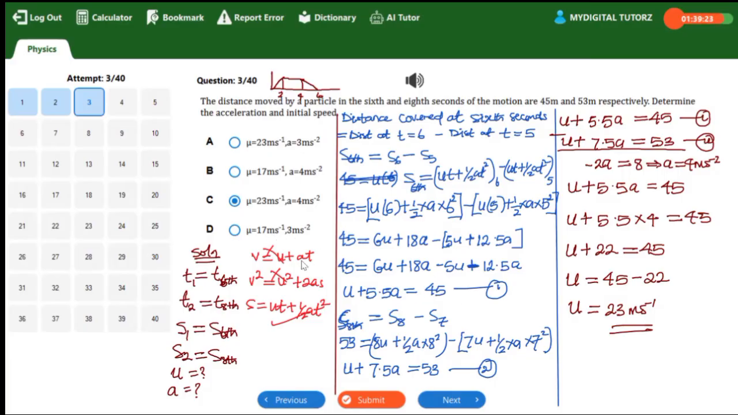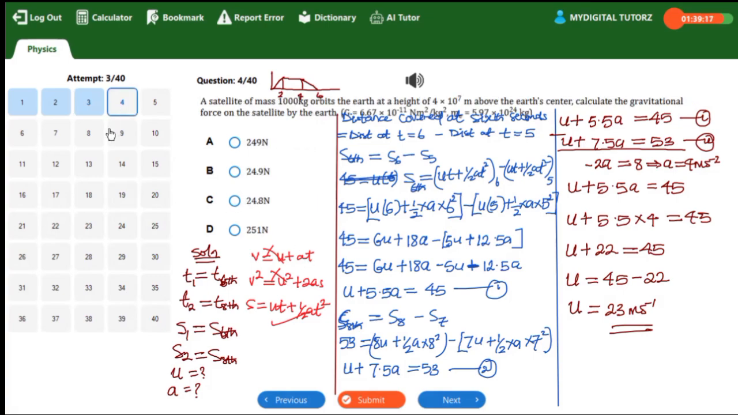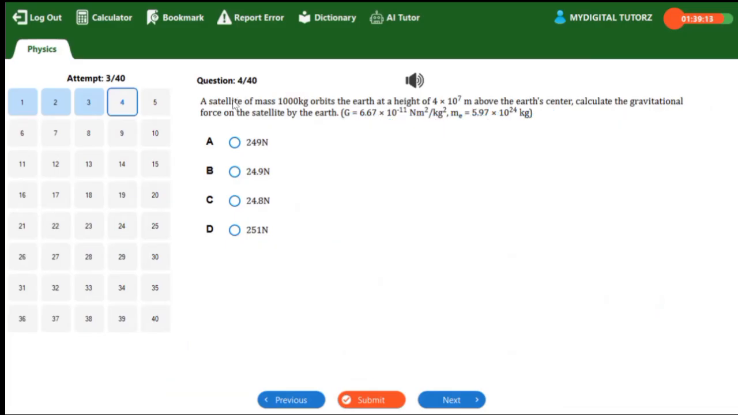So it's going to be very understandable and easy. That is question 3. So moving on to question 4. Question 4 says, the satellite of mass 1000 kg orbits the Earth at a height of 4 times 10 raised to power 7 meter above the Earth's surface. That is the distance. Calculate the gravitational force on the satellite.